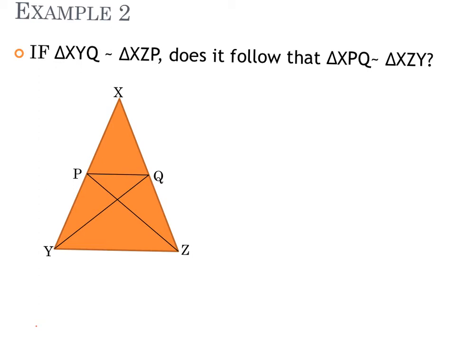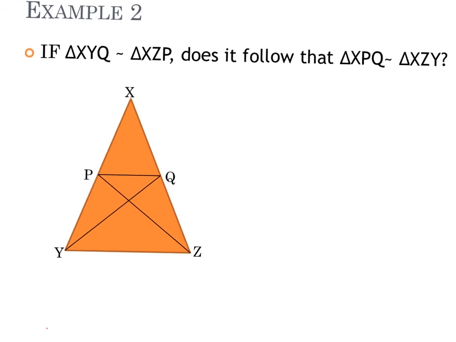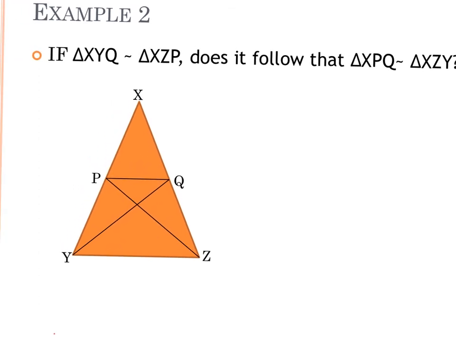We've got if triangle XYQ is similar to XZP, they're telling us that it is similar. They're saying, does it follow that triangle XPQ is similar to XZY? So based on the first one, if the first thing is true, does it make it true that the second is true? So we're going to take a look at this information here. So XYQ, that triangle is right here. XYQ, right there. And the other triangle XZP is right here. XZP.